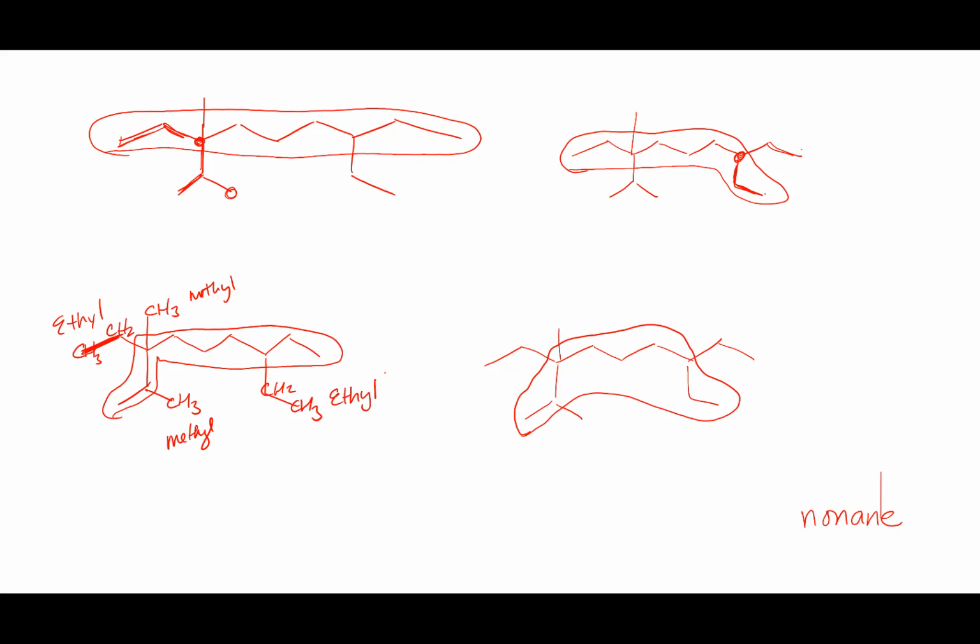So if I start from the left, my first substituent is at carbon 2. If I start from the right, my first substituent is carbon 3. So that means I have to number from left to right. Okay? Because I'm numbering from the end closest to the first substituent.